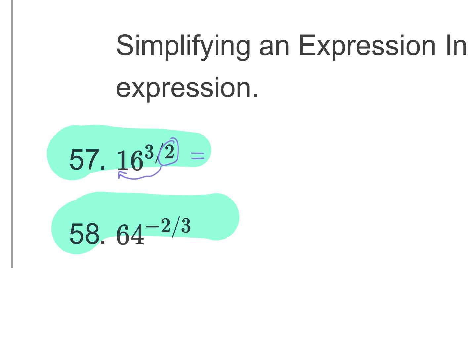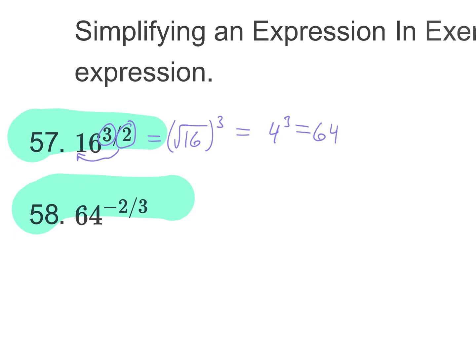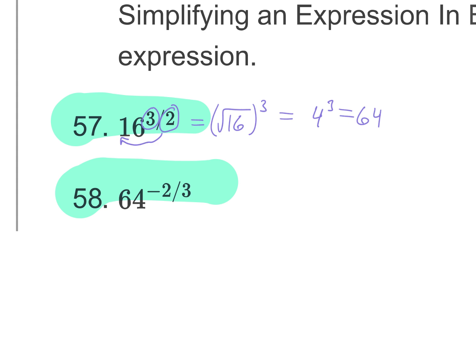Very good, right? So the denominator becomes the index of our radical. If it's a square root, do I need to write that there's a 2 there? No, right? I can just leave it. Square root of 16. And then the 3 on top is the exponent. So then I'm just doing the square root of 16, cubed. Right? And the square root of 16 is just 4. And 4 to the 3rd power, 4 times 4 times 4, 64. All right, simple as that.